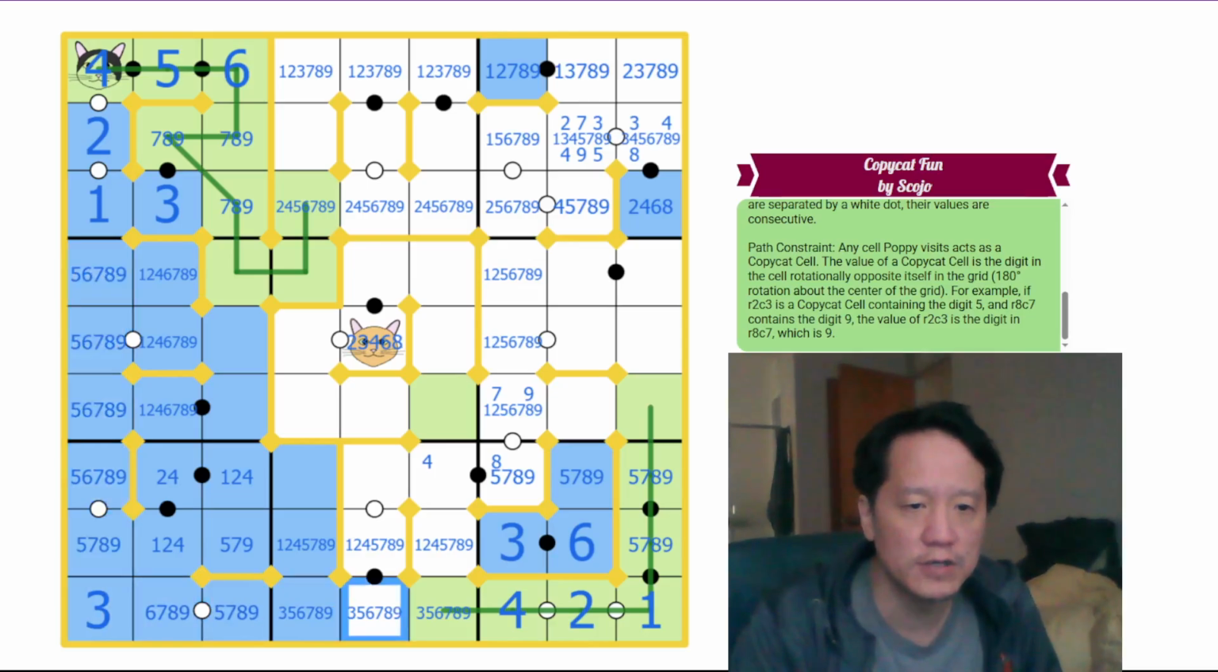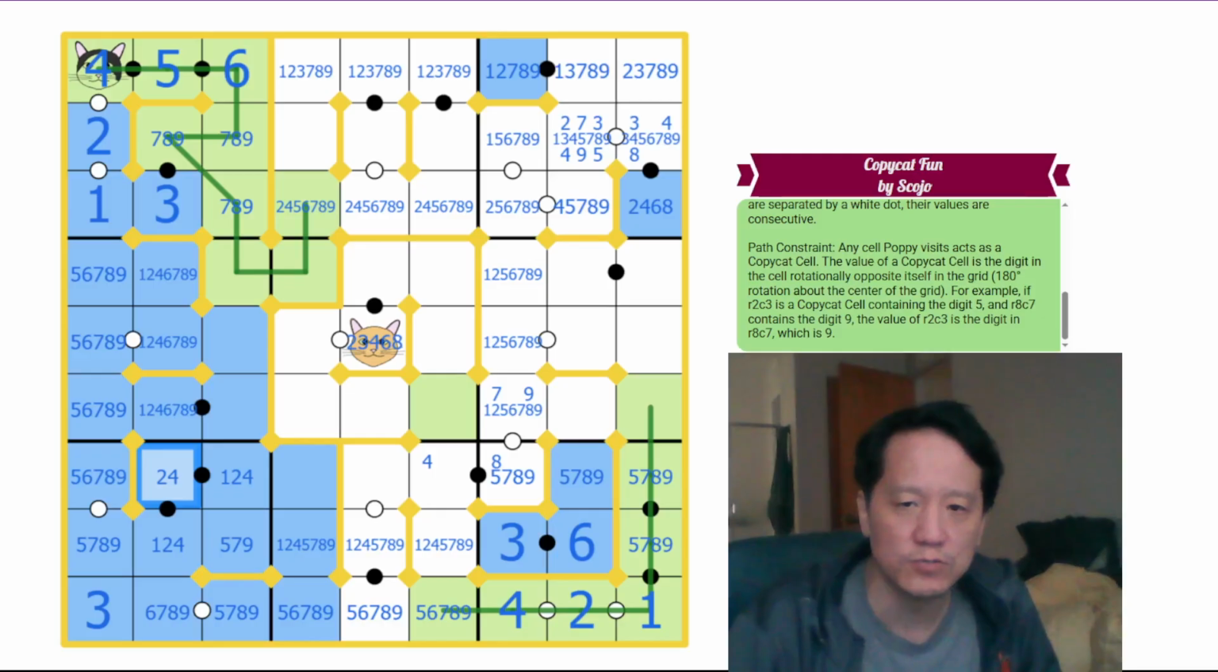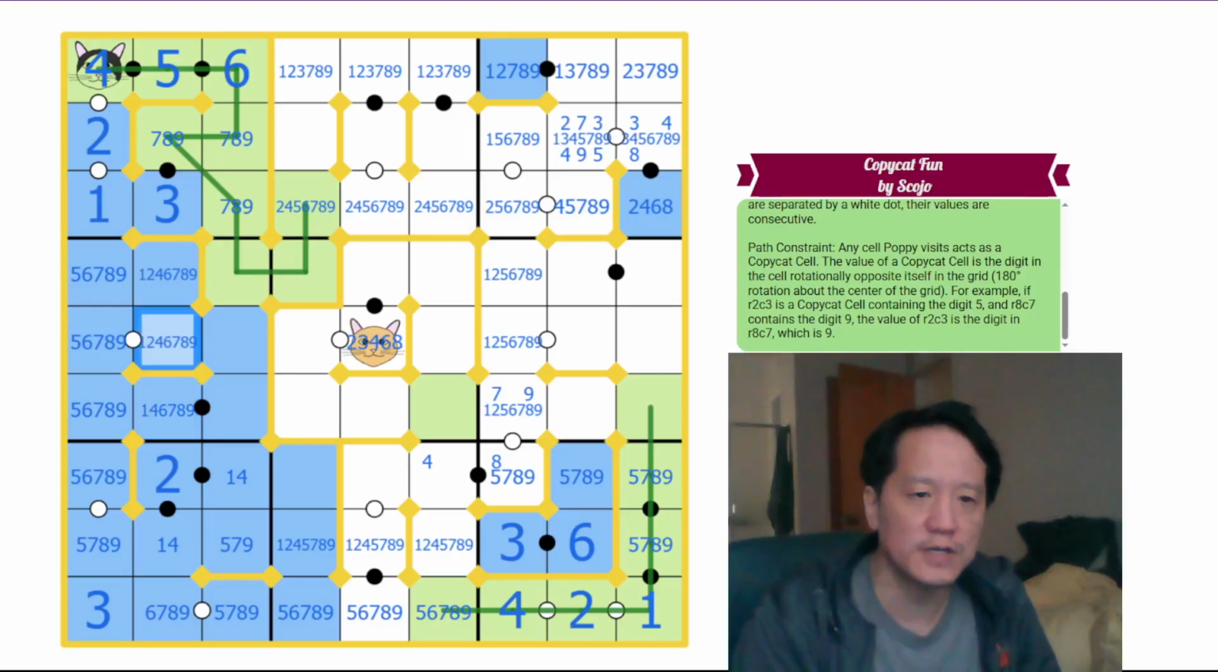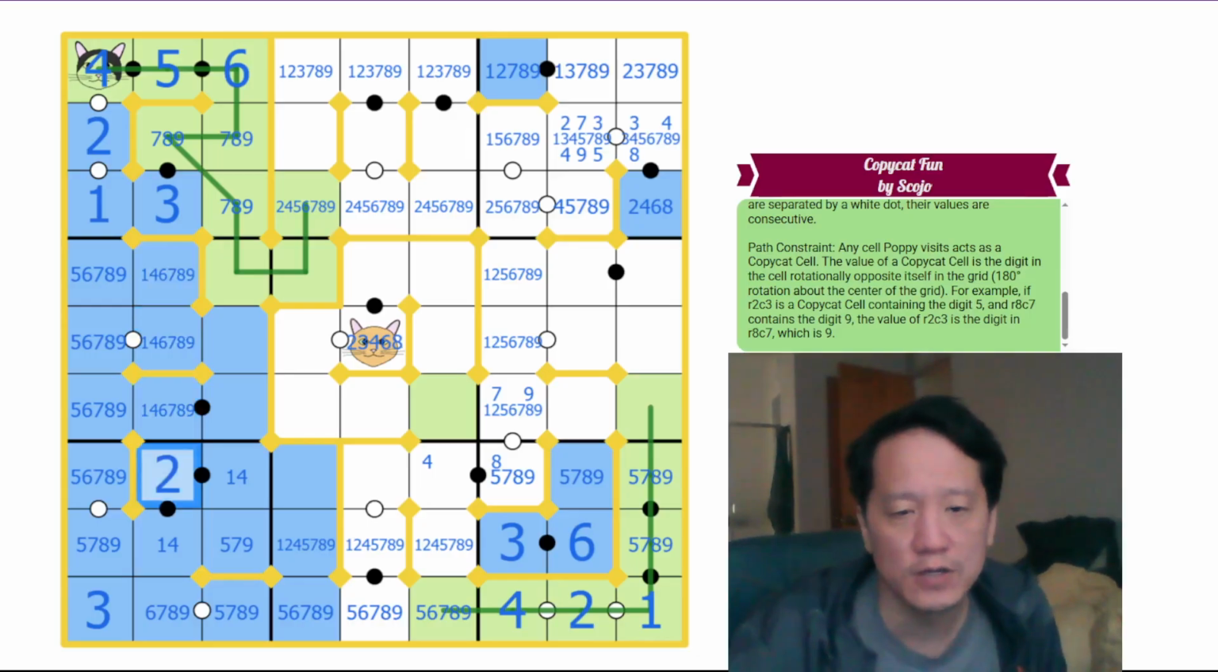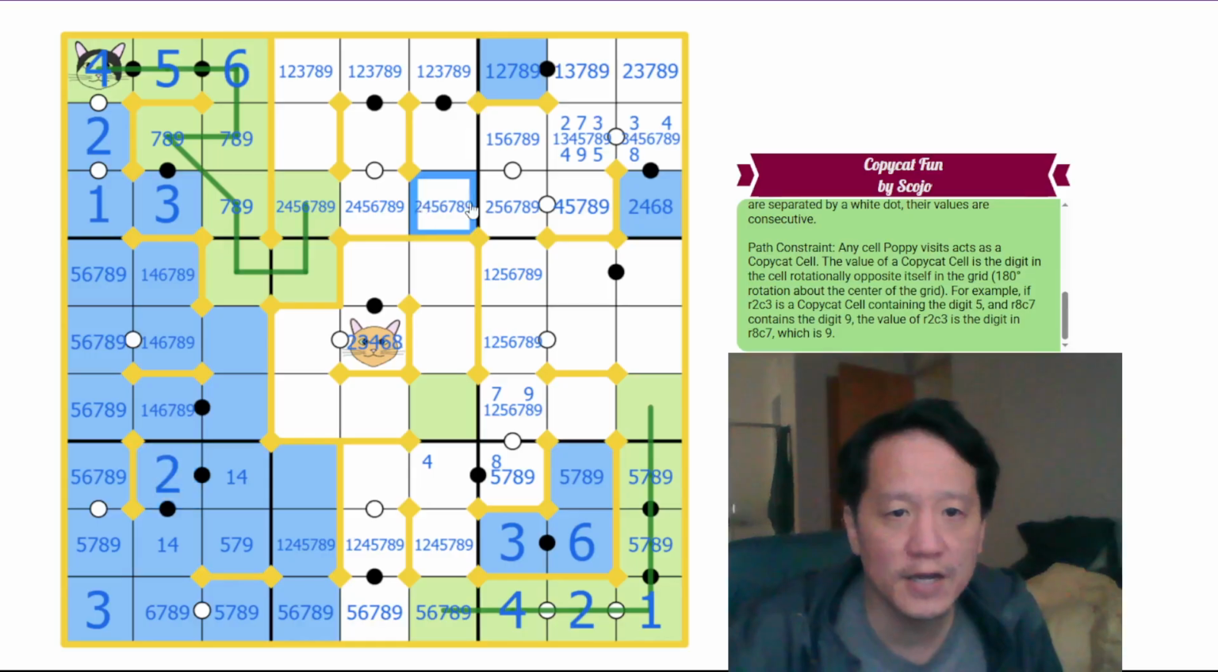So this is 3, which eliminates 3 in the rest of the column and row. So no 3 here, because 3 is not consecutive with any of these digits left. This is 2 next to 1 and 4. So no 2 here, no 2 here. These can't be 2 because of 2 in the column. This has to go through here to connect. So this is 1 or 4. 1.